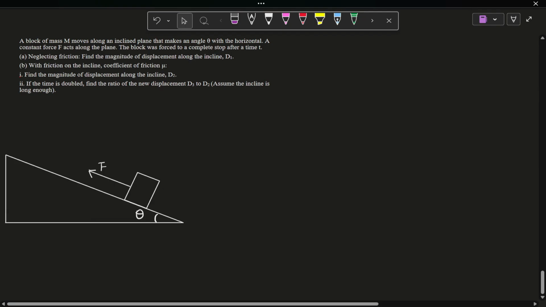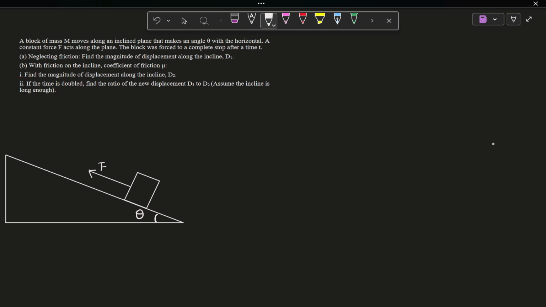Now, the last one. A block with a mass m moves along an inclined plane that makes an angle theta with the horizontal, with a constant force Fx along the plane. The block was forced to a complete stop after time t. A. Neglecting the friction, find the magnitude of the displacement along the incline d1.